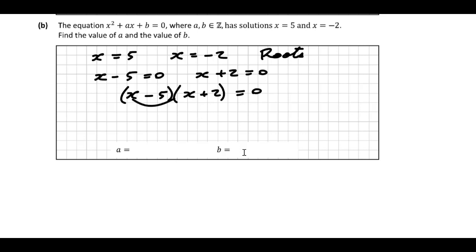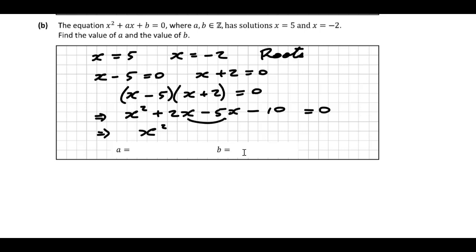So you multiply the x by the x, that's x squared. Multiply the x by the plus 2, that's plus 2x. Multiply the minus 5 by the x, that's minus 5x. Multiply the minus 5 by the plus 2, that's minus 10, and that's equal to 0. So simplify that then. We have x squared, now we have plus 2x minus 5x, so that's minus 3x. Minus 10 equal to 0.